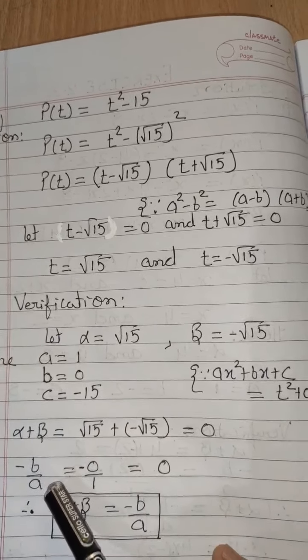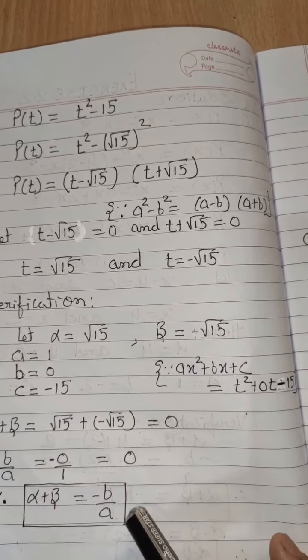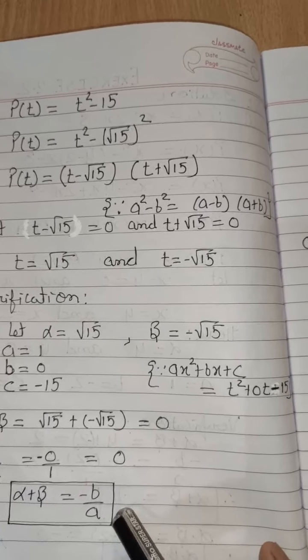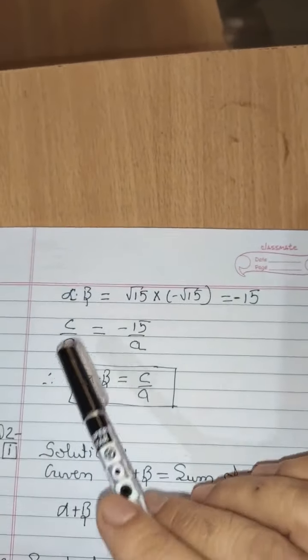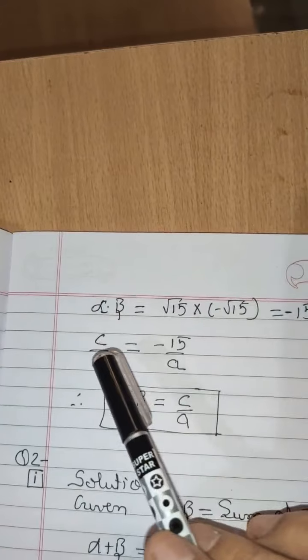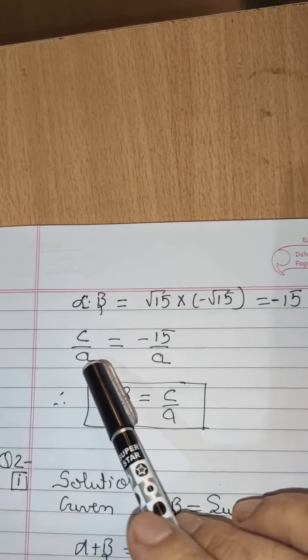What is the conclusion? Alpha plus beta is equal to minus b upon a. Hence the first relationship is verified between the zeros and the coefficients. One more relationship is there: the product of zeros is equal to C upon A, the constant term upon the coefficient of x square.